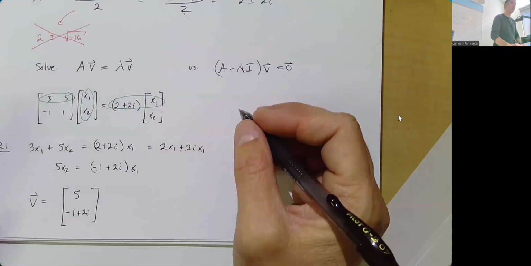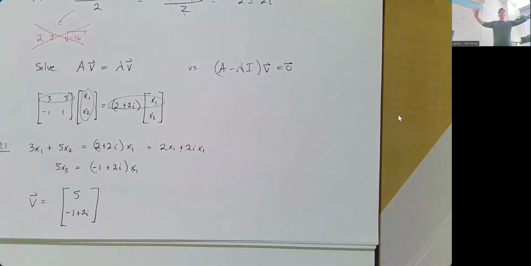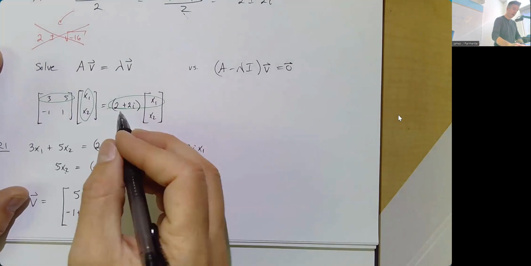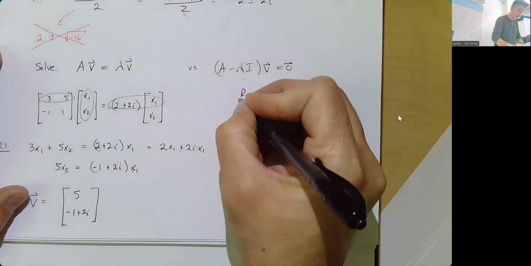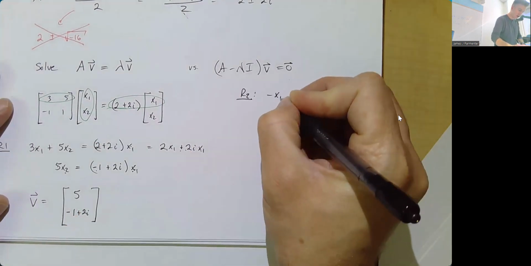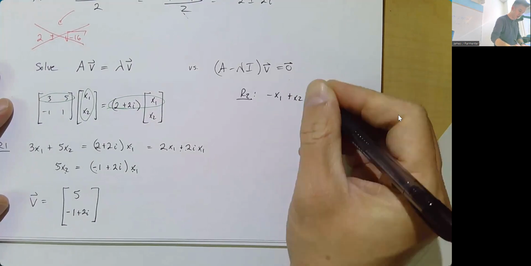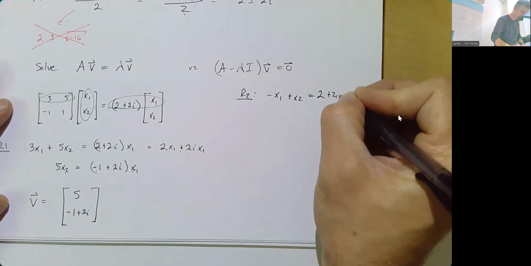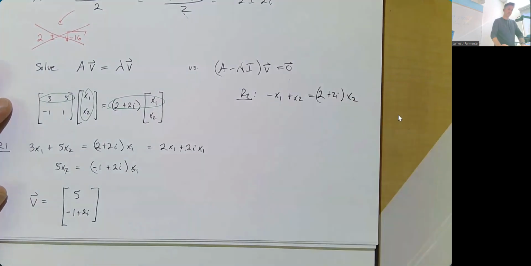So this is the first row. Right, but here's the thing. You only need to use one of the rows to find the eigenvector. You never ever need to use both rows. Let me show you. Then maybe you'll believe me more. So let's say we use the second row instead. So use row 2. I get -x1 plus x2 equal to 2 plus 2i times x2.